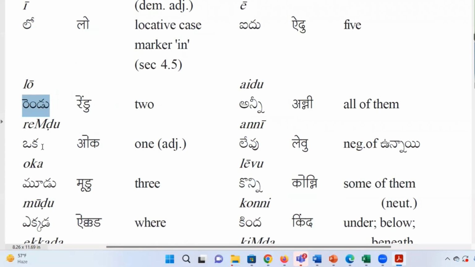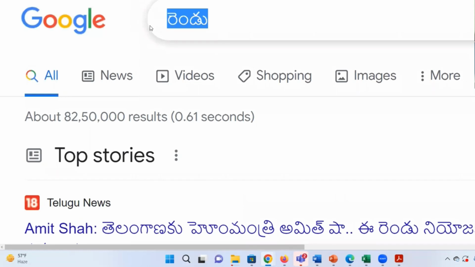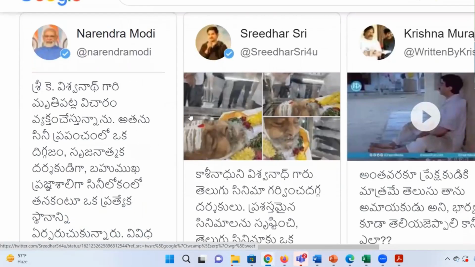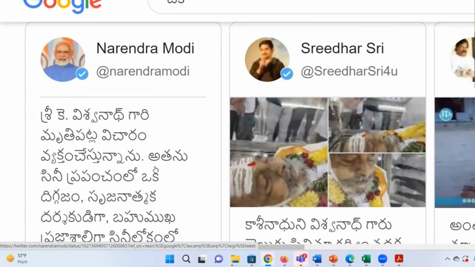Next one. Oka means one, here they mention it as an adjective, or we can say a. A pen, oka pen, like that. Let's make a random sentence from Google. Okay, there is one sentence here. From Atanu to Diggajam, you can read. Atanu Sini Prapanchamlo Oka Diggajam. Up to Diggajam is fine. If you don't know any word, I can give you the translation, then you can make the sentence.